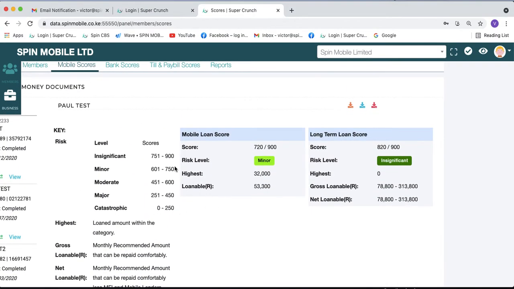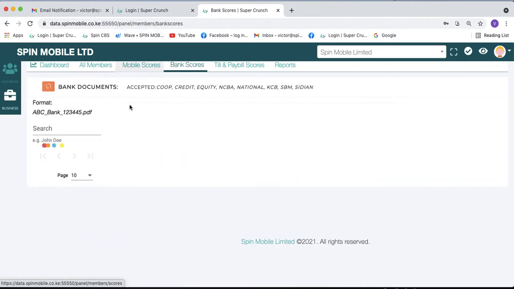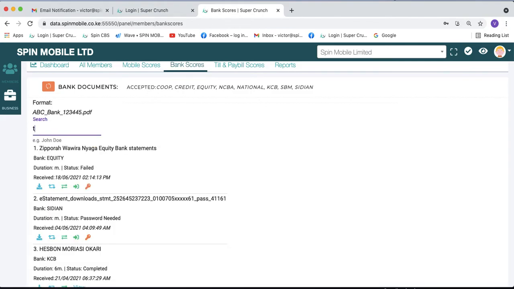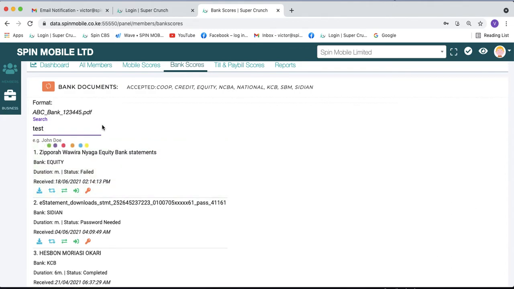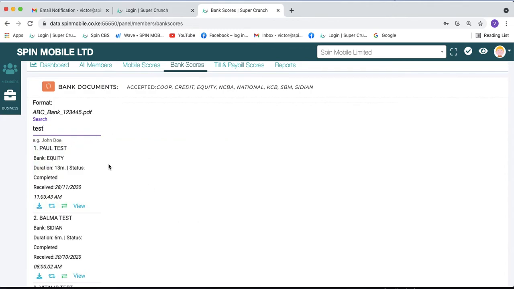It's very critical: credit scoring and determining whether this is a good borrower or not. But beyond that, it can also help with such other details. We are also able to analyze bank statements. I will use one bank statement here to showcase that.